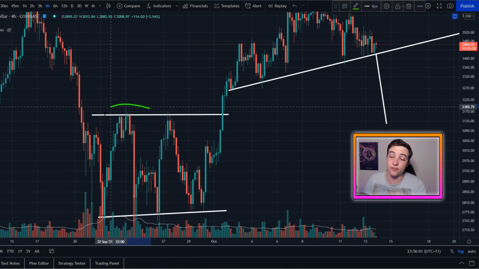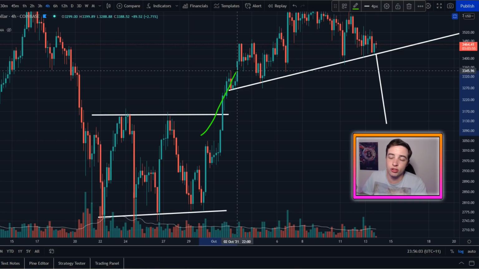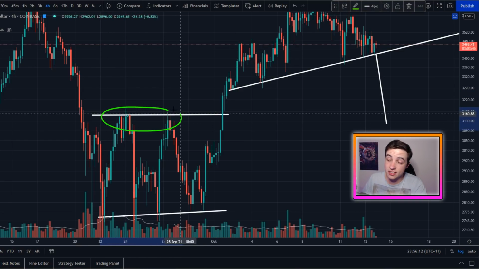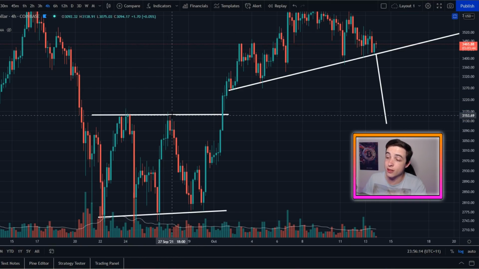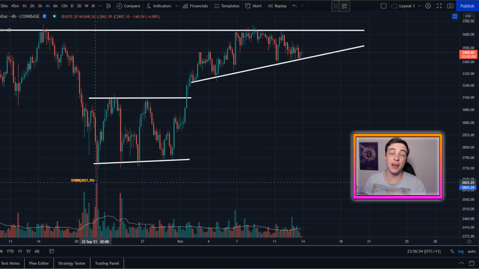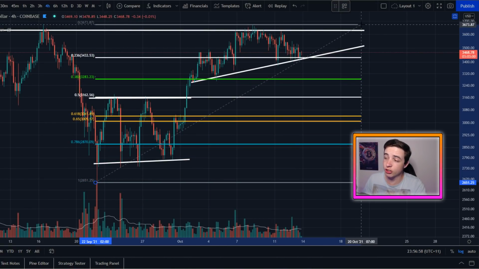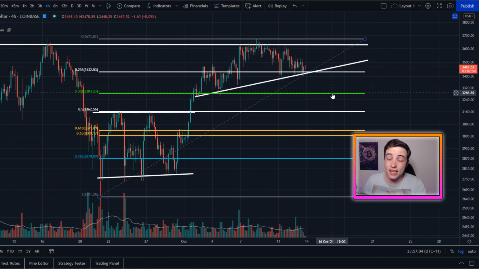And usually when we find resistance and we break above it, that usually flips into support. And that level of resistance back here, that's coming in at around 3,150 to 3,160. But even before those levels can come into play, we still have a pretty important Fibonacci level coming in at around 3,280, so pretty close to 3.3k.